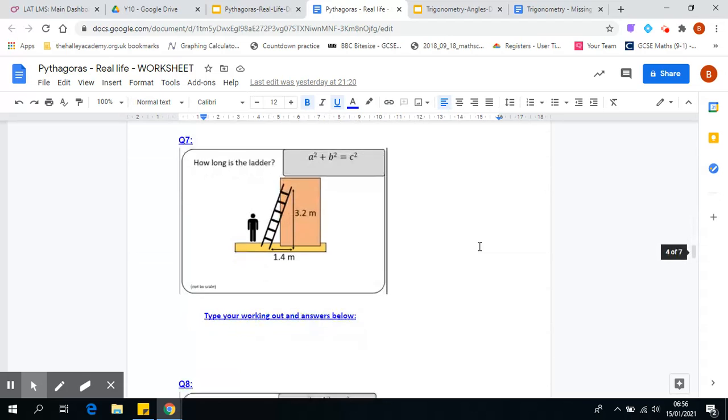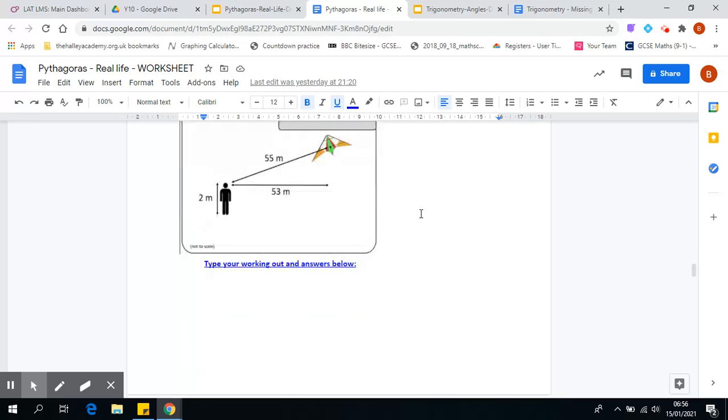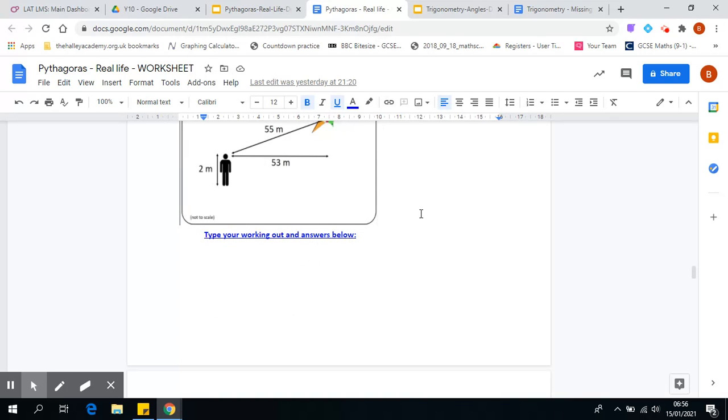If you have any other questions, please write them in the comment section. Once completed, you attach the completed worksheet to the assignment. I repeat, you attach the completed worksheet to the assignment.